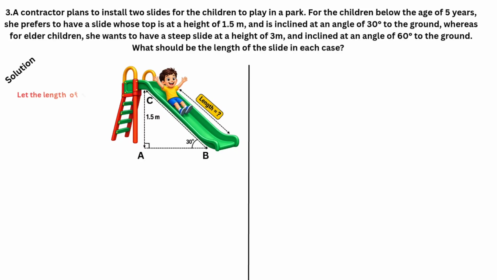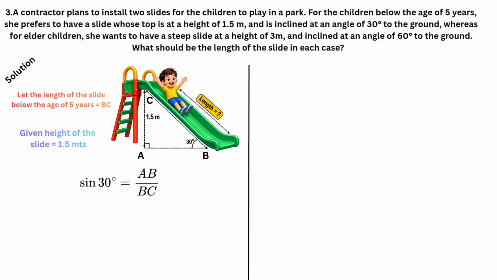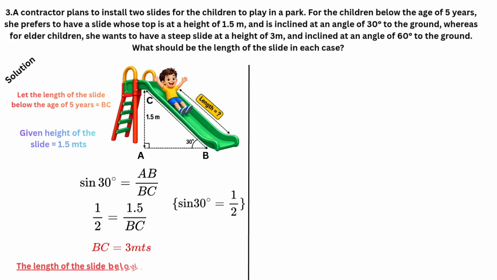Let the length of the slide below the age of 5 years be BC. Given height of the slide equals 1.5 meters. Sine 30 degrees is equal to AB by BC. 1 by 2 is equal to 1.5 by BC. Therefore BC is equal to 3 meters. The length of the slide below the age of 5 years is equal to 3 meters.